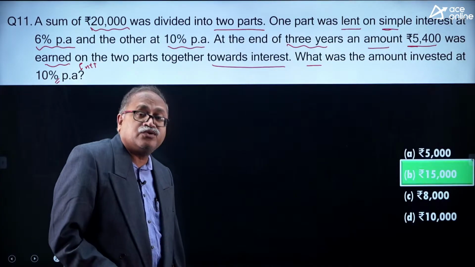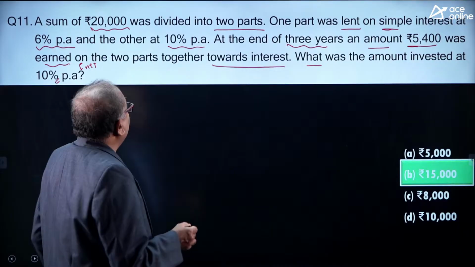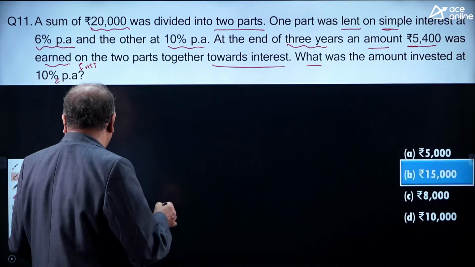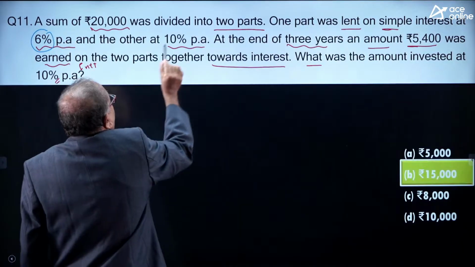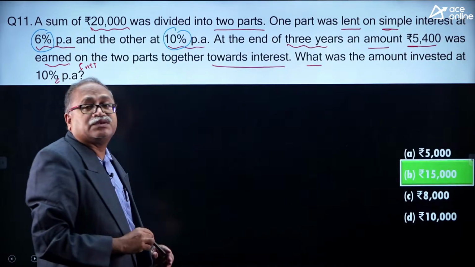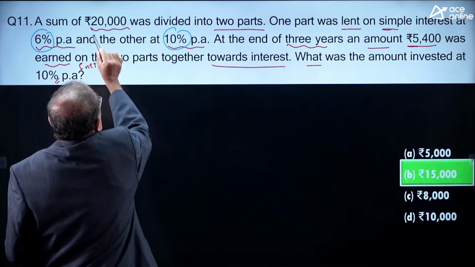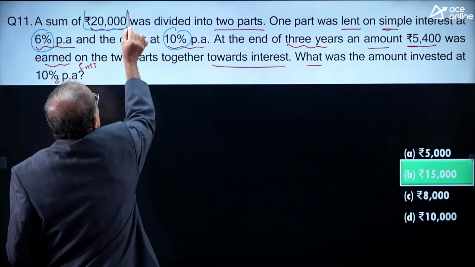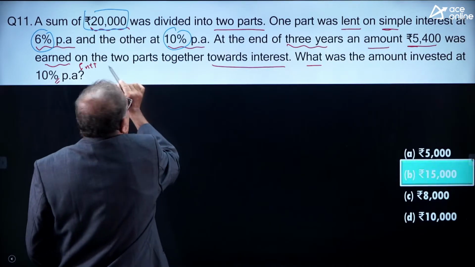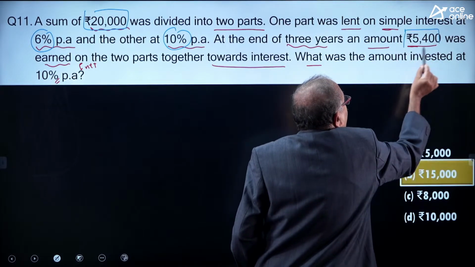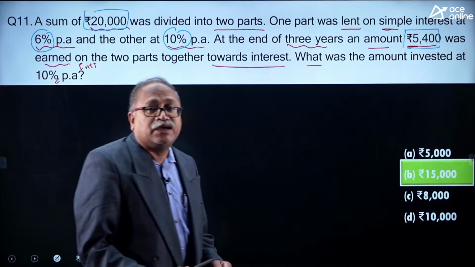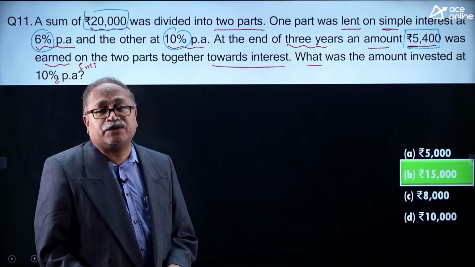That means what Pandu knows is, he knows the lower rate of interest is given, he knows the higher rate of interest is given, he knows the overall principal is there and overall interest is there. So, I can find out the mean interest and I can use the alligation mixture method.